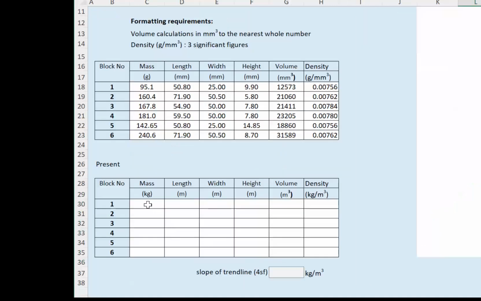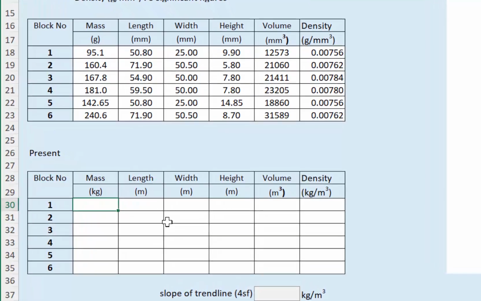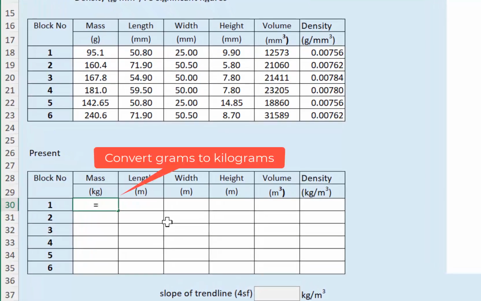So here we have the density of the metal calculations, and we will use the autofill function again. So note the mass, length, width and height all need to be divided by 1,000. So I start with C18, divide by 1,000, and after this I can autofill down this column.